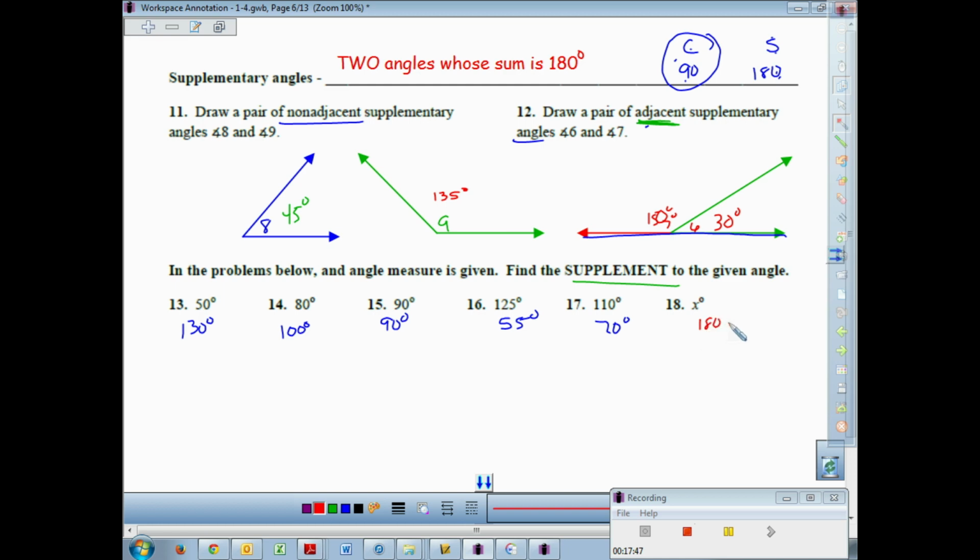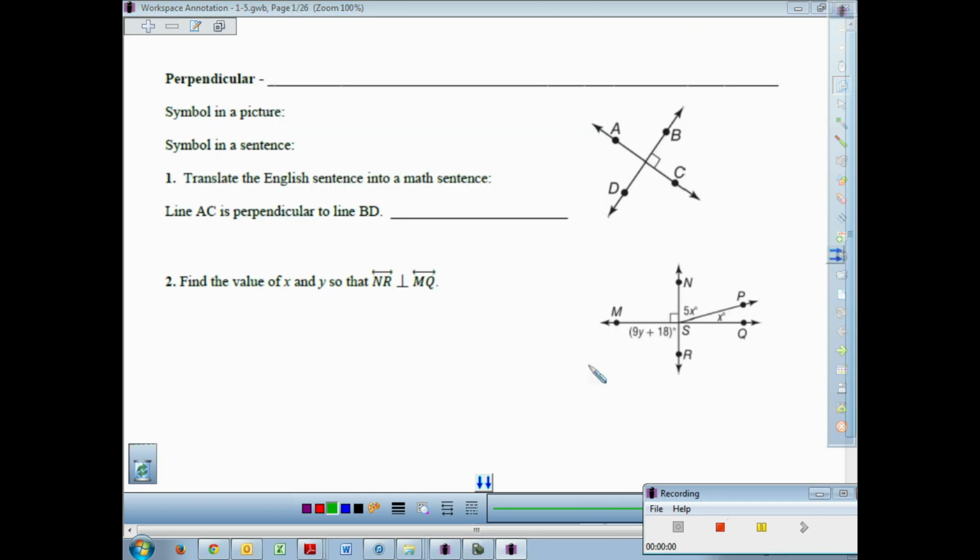180 minus x. Should it be in parentheses? Yes. Where does the degree symbol go? Out there. 180 minus x. That's the general case. Did we have any situation? We'll talk about perpendicular. And what's perpendicular mean? Two lines, rays, or segments that intersect at a right angle.